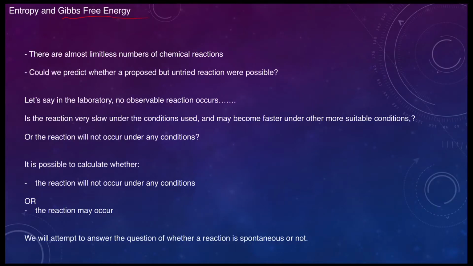So Gibbs free energy we'll touch on later in the week, but by way of an introduction to entropy, consider that there are almost limitless numbers of chemical reactions that can be performed. There are countless compounds and chemicals we can put together, but could we predict whether a proposed but as yet untried reaction was possible? Let's say we're in the lab, and no observable reaction occurs between a set of chemicals we're putting together. Does that mean that the reaction is very slow under the conditions used and may become faster under more suitable conditions, say an increase in temperature? Or does it mean that the reaction will not occur under any conditions?